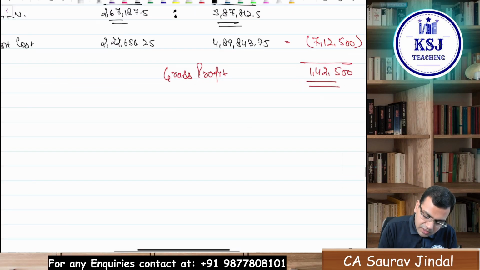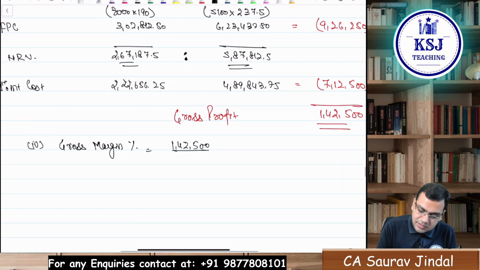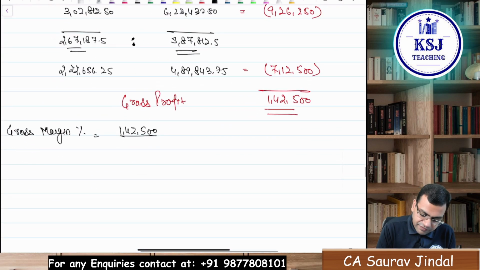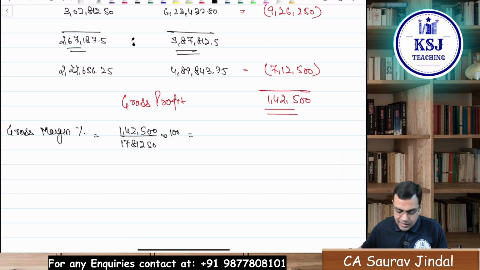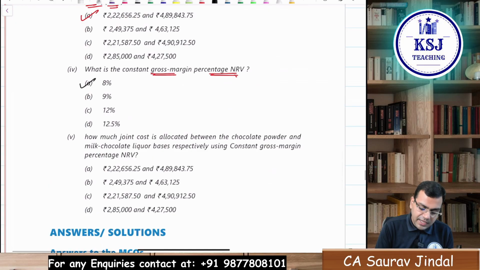So what they are asking for in the fourth part is the gross margin percentage. So we'll calculate gross margin percentage. That will be 1,42,500 on sales of 17,81,250, multiplied by 100. That comes to 8%. This is your gross profit percentage, basically option A.